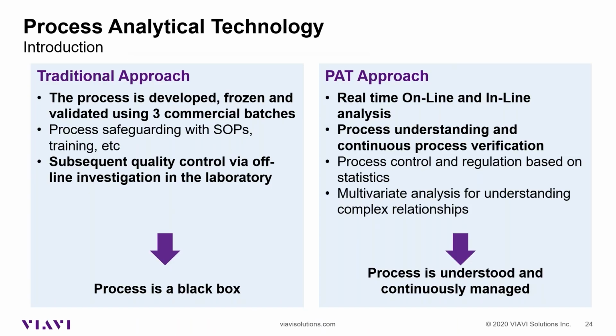This is something that I really like because in the traditional approach, the process is developed, frozen and validated. That's it. The only way to keep under control the process is process safeguarding using SOP, using training, and so on. And the quality is tested just at the end in the laboratory. The PAT approach is pretty different because here we can consider the process constant anyway, but during the development phase, the process is analyzed deeply in the details with online and inline analysis, and is the process that is, I would say, well understood and continuously managed in order to keep under control all the possible critical attributes. And here there is for sure statistic and multivariate analysis that are playing a key role into this.